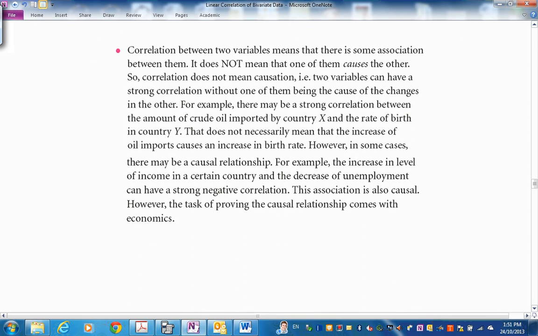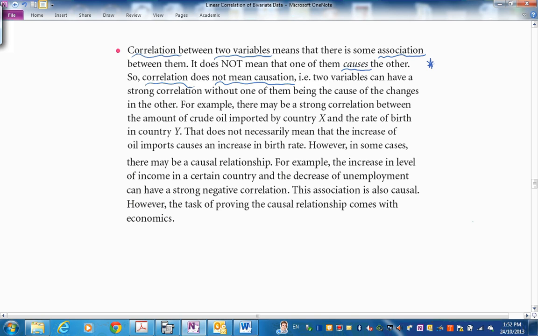Okay, correlation between two variables, here we are, means a relationship, I like. Pearson's are saying here it's an association. Now this is very, very important. It doesn't mean that one of them causes the other. Okay, correlation does not mean causation. Correlation does not mean causation.